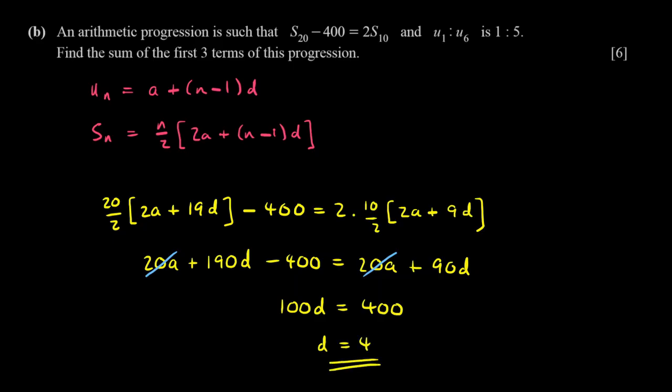Okay, so we found out what d is using the first expression. Next, what we've got to do is we've got to use this expression here. If the ratio of the first term to the sixth term is 1 to 5, what that means is that the sixth term is 5 times the first term. So we can rewrite this simply to say the sixth term is equal to 5 times by the first term.